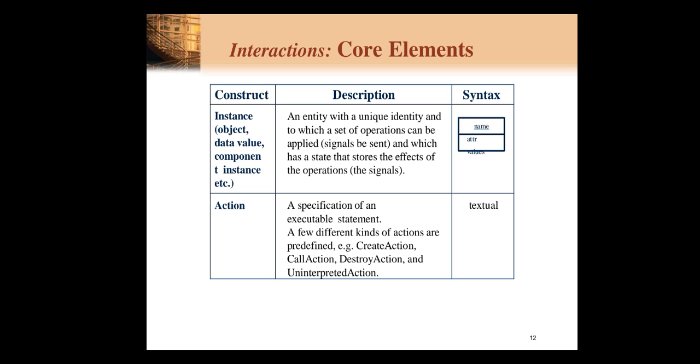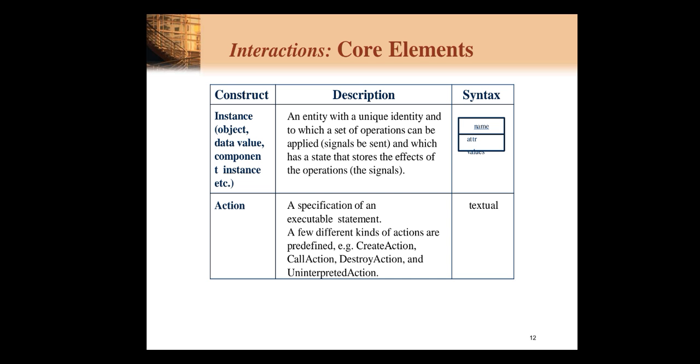Now, these are some core elements which are used while drawing the interaction diagram. The first one is called the instances, which is represented by a rectangular box with two compartments. In the first compartment, we write the name of the entity, and their attributes and values. We can say this is a class, an entity with a unique identity to which a set of operations can be applied and which has a state that affects the operation. So we have to write down the name of that class, its attributes and different methods.